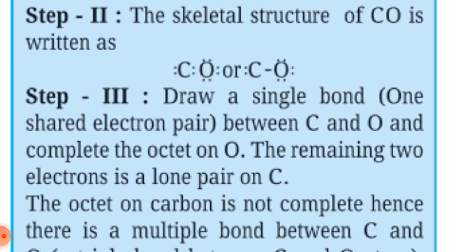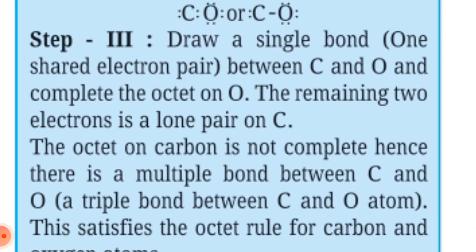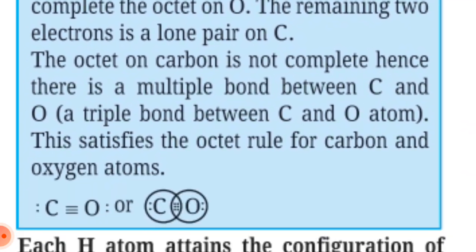Step 2. The skeletal structure of carbon monoxide is written as C single bond O. Step 3. Draw a single bond, one shared electron pair, between C and O and complete the octet on O. The remaining two electrons are a lone pair on carbon.